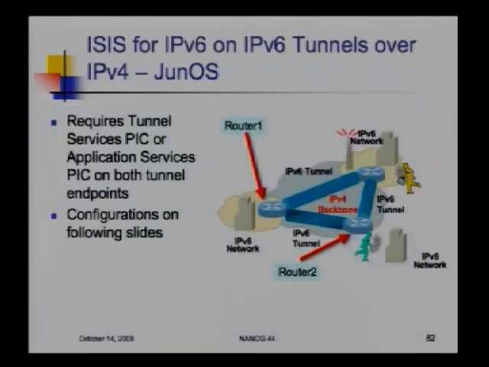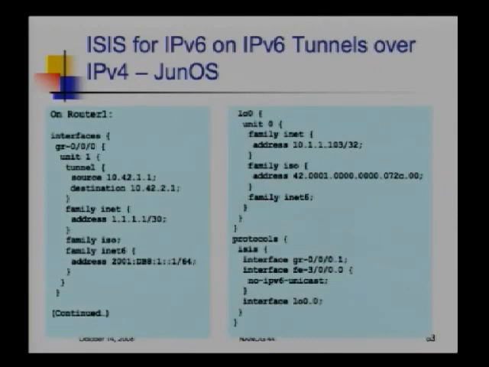Again, the whole thing with the tunnels: you need the tunnel PIC to run ISIS over IPv6 tunnels. Well, you need the tunnel PIC to do tunnels. There's the configuration again, matching what I've shown earlier with the IOS example.